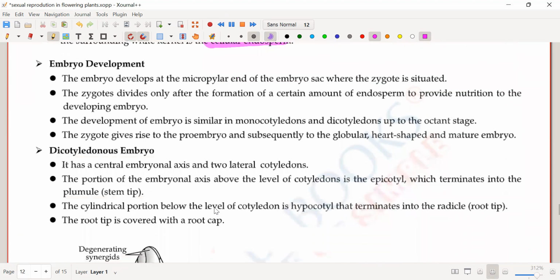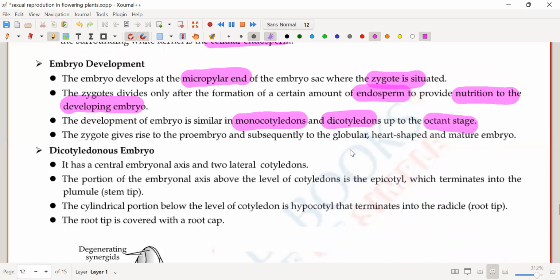Then the embryo development. The embryo develops at the micropylar end of the embryo sac, where the zygote is situated. The zygote divides only after the formation of a certain amount of endosperm to provide nutrition to the developing embryo. The development of embryo is similar in monocotyledons and dicotyledons up to octant stage, 8 divisions. The zygote gives rise to pro-embryo and subsequently to globular, heart-shaped, and mature embryo.